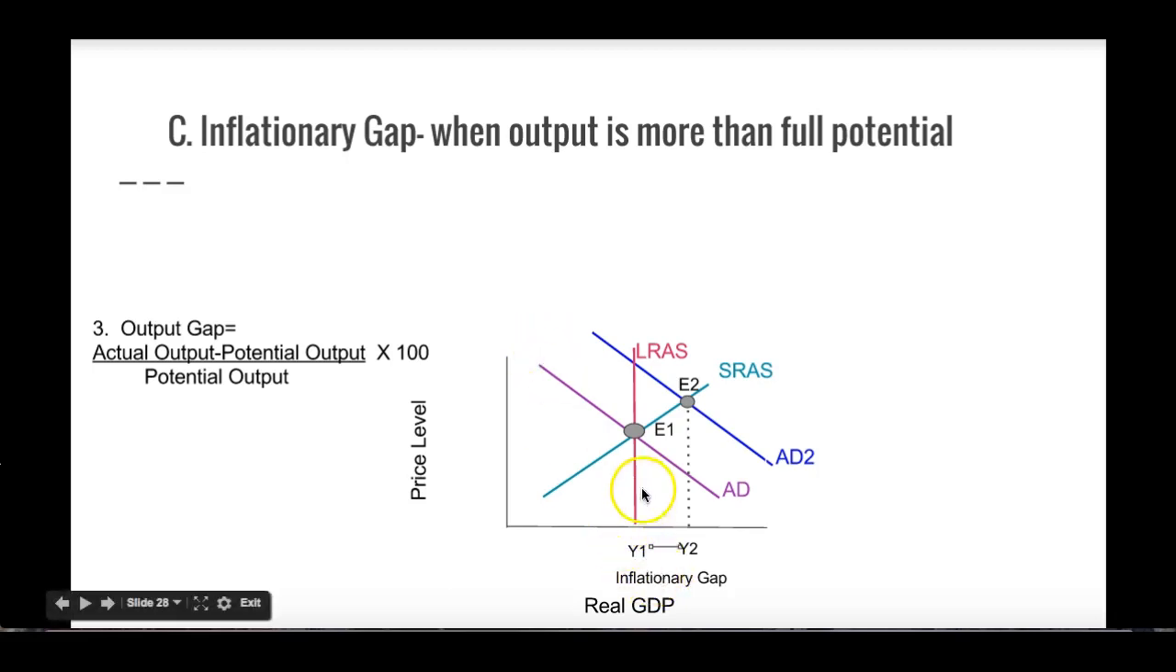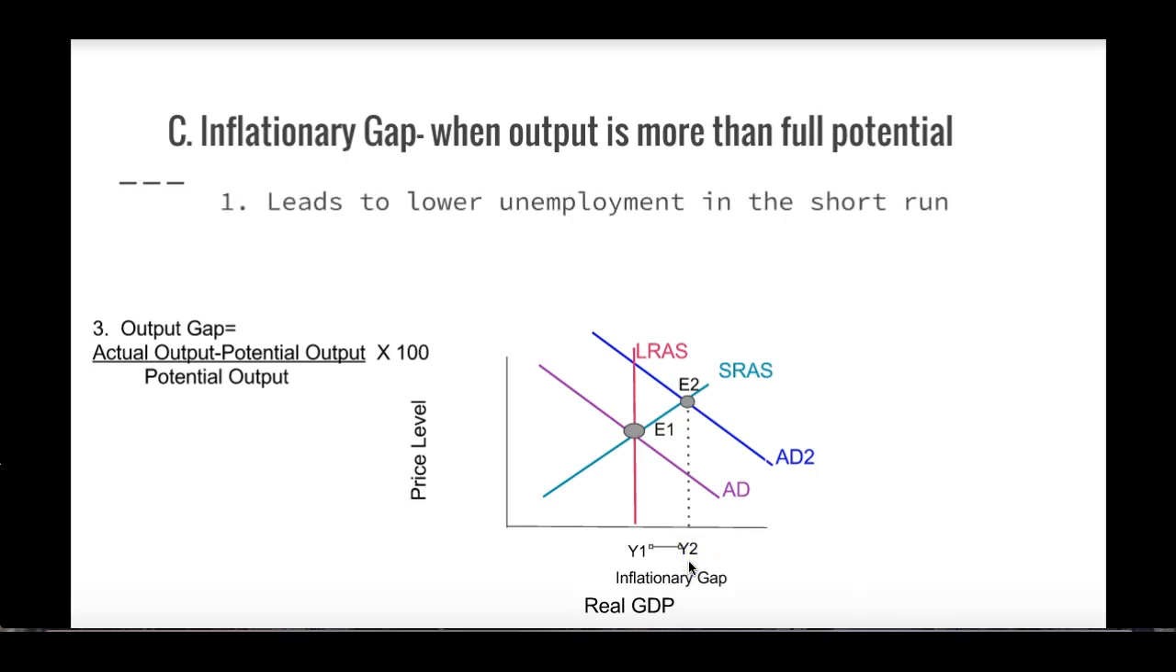Remember our unemployment rate? With our Y1, we are at our natural rate of unemployment. So if Y2 is going to be higher than that, what does that mean? That means our unemployment rate is actually lower than the natural rate. How's that possible? Remember, our natural rate is made up of our frictional and structural unemployment. So if we're at Y2, that means that we have less frictional and structural unemployment. So in the short run, we have lower unemployment.